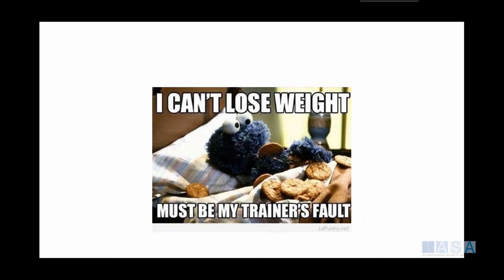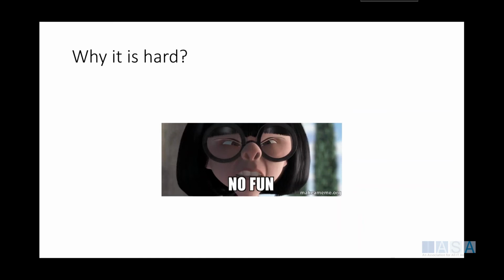A very typical example is, I cannot lose weight, it must be the trainer's fault. If you think about yourself, I will not eat this cookie, I will need to find a motivation why I do not need to eat this cookie, why I would like to switch this cookie to some vegetables, or get rid of smoking or whatever. This is the type of thinking which people always have, at home, at work or wherever. It is important to understand that if you want to achieve some goals, you also need to find a motivation to achieve these goals.